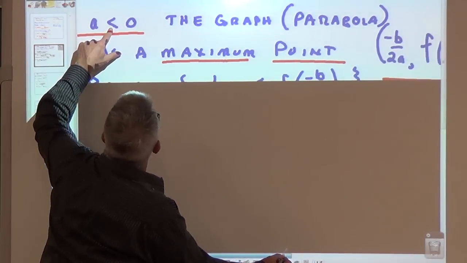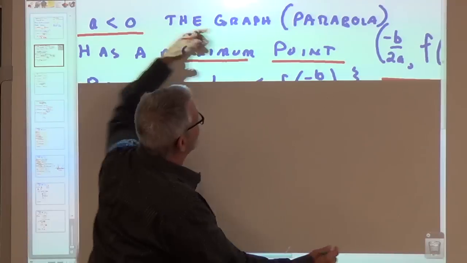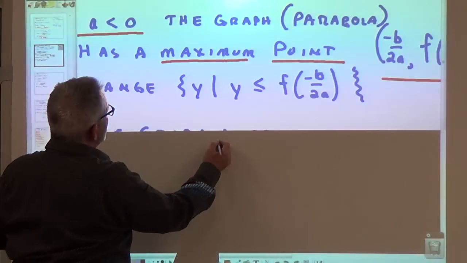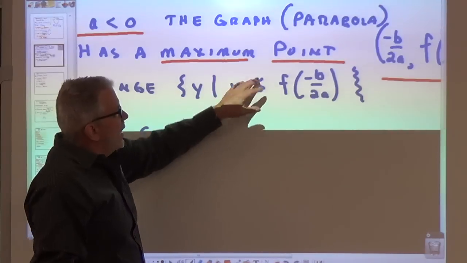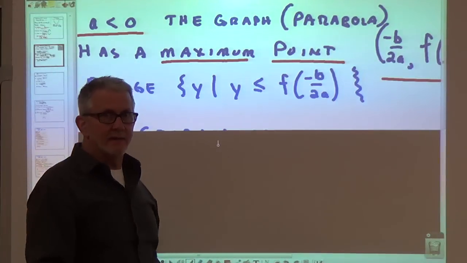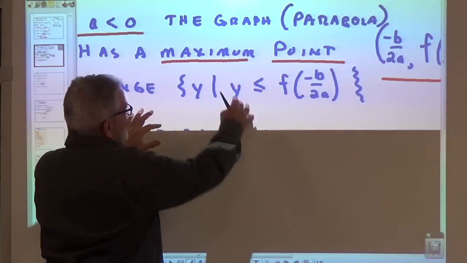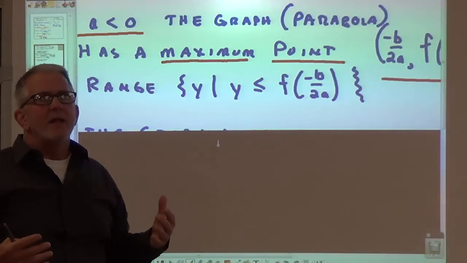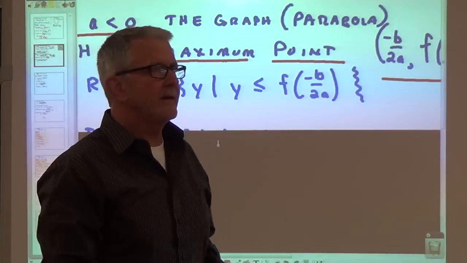If a is less than 0, the graph opens down, so the range is going to be all y's such that y is less than or equal to f of negative b over 2a. The y-coordinate is going to open down, so I want all the y's. The range is going to be all y's less than or equal to that f of negative b over 2a.